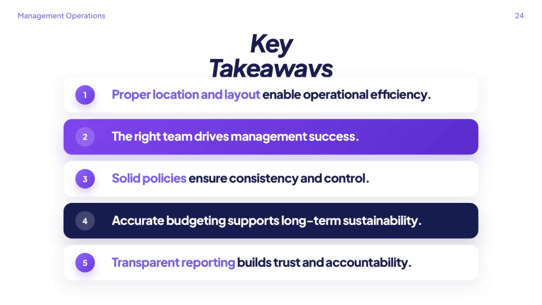To wrap up, let's focus on some key takeaways for effective management operations. First, having the proper location and layout is crucial because it directly impacts how efficiently operations run. Next, assembling the right team is essential. Success largely depends on having skilled and motivated people in place. Solid policies are also important. They provide consistency and control, ensuring everyone follows the same standards.